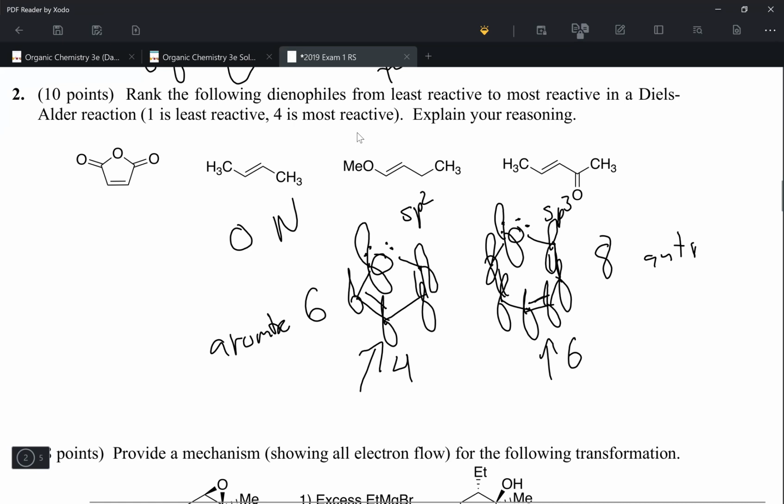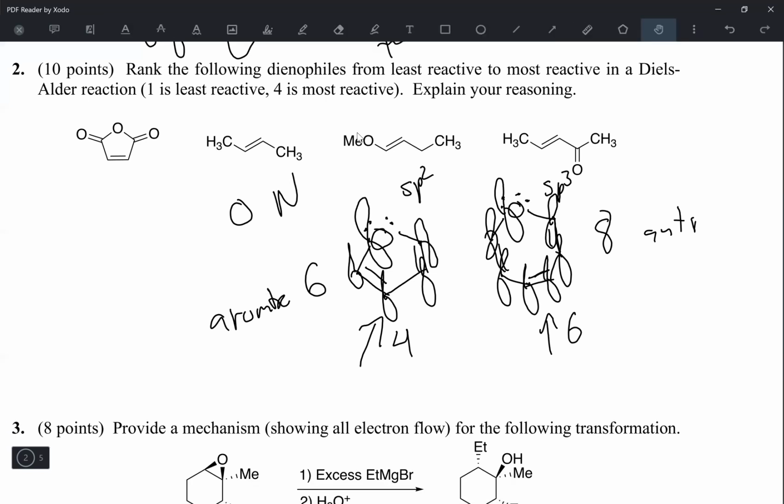But here, in this case, you're going from, so if this was sp3, this oxygen, man, I really wish I had different colors. So wait, hold up. I think this should be it. There we go. All right, perfect.